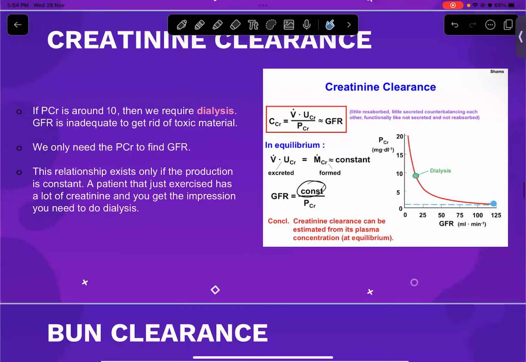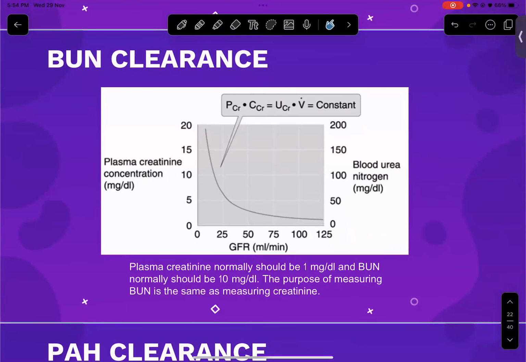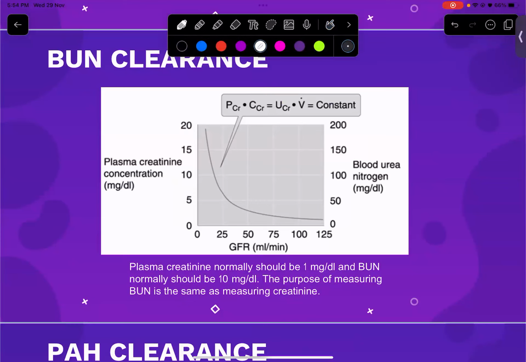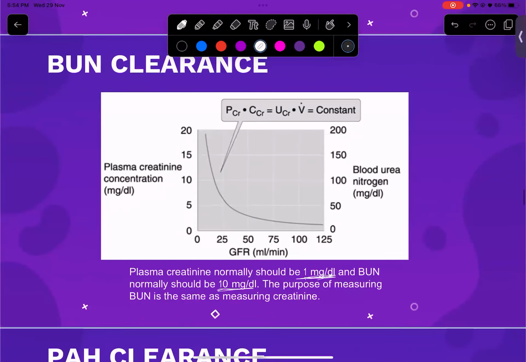Okay. BUN is basically blood urea nitrogen, which is honestly very similar to creatinine. Like the purpose for it is the same thing. We just get GFR from it as well. The only difference between them is the normal plasma concentration value. So for creatinine, we said that it has to be 1, but for blood urea nitrogen, it has to be 10. That's the only difference, honestly. And so the 1 in creatinine is the 10 in BUN, and it basically gives us the 120 in GFR. Okay.